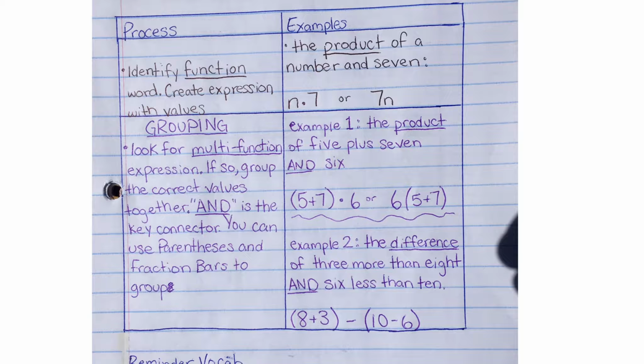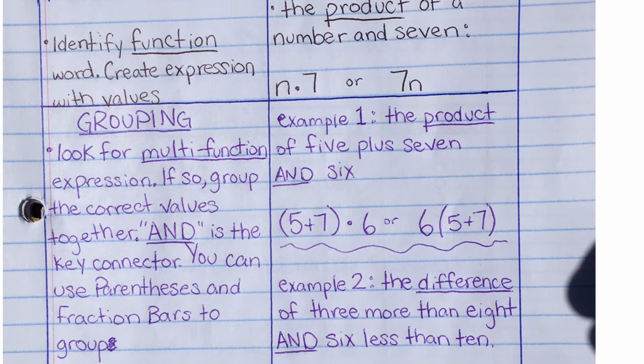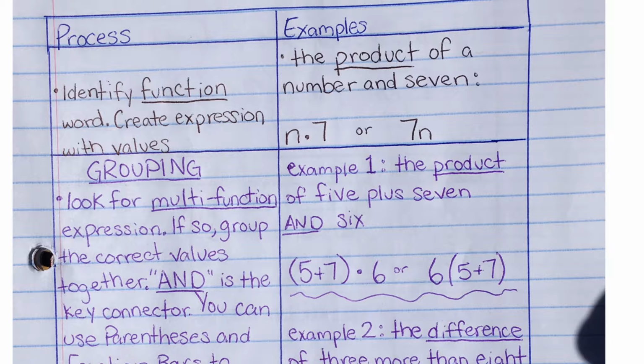So the first basic instruction, which is pretty simple for normal one-step expressions, is to identify the function word and then create the expression with the other values. The function word refers to the word that tells you what kind of a problem it is. Like, for instance, it could be a multiplication problem, or a division problem, or an addition problem, or a subtraction problem. Okay, and there are a bunch of words that refer to those types of functions. Obviously, we can't list them all, but you guys have a pretty good understanding of what those words could be.